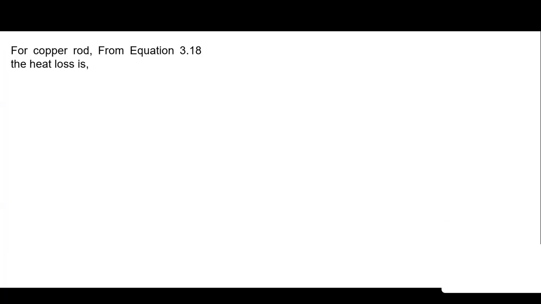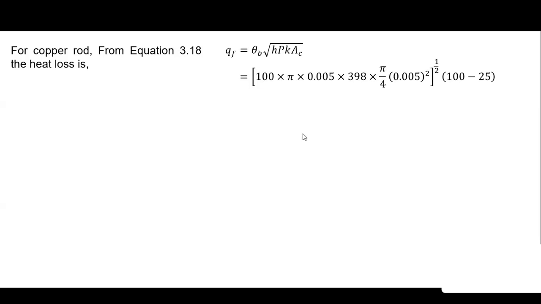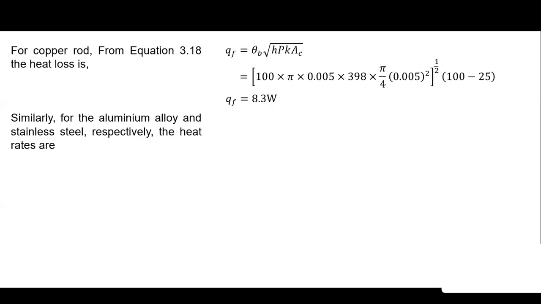For a copper rod, we can calculate heat loss using once again the same equation, under root of k h P A into theta b. So you put the values in this equation, and you get the heat loss from the copper rod as 8.3. We repeat the procedure for stainless steel and aluminum, and you get 5.6 for aluminum and 1.6 for stainless steel. Note the heat transfer rate from copper is highest, medium for aluminum and lowest for the steel.